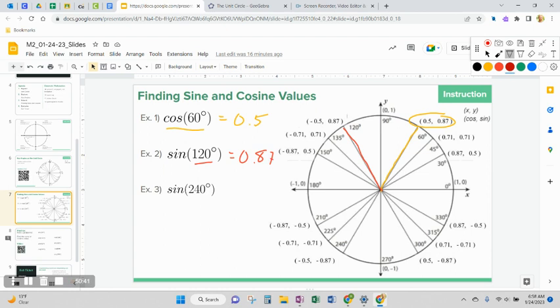And finally, our last problem, sine of 240 degrees. I'm going to find that 240 line on my unit circle and pull my sine value, which is not the first one, it's the second one. In this case, it's negative 0.87. Make sure that negative sign is important when that comes up.